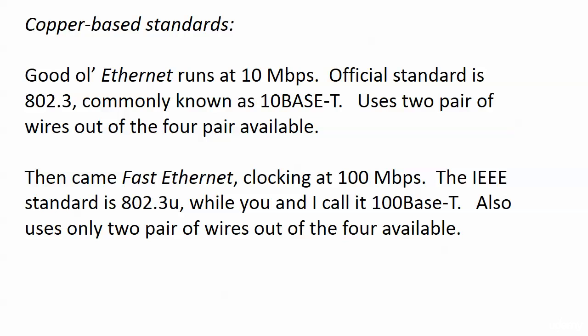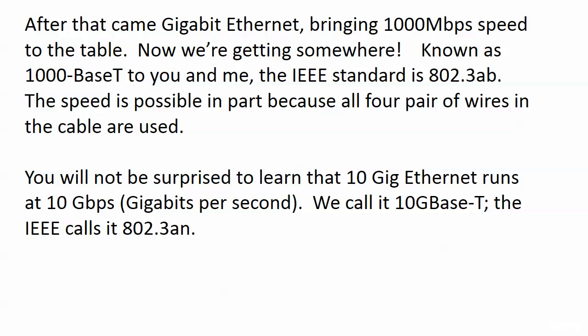So now you're thinking, wouldn't it be a good idea if we had a way to use all the wires in there? Well, we didn't have the technology to do that originally, but now we do, and that allows Gigabit Ethernet to exist, 1000 meg speed. Now we're getting somewhere. This is 1000BASE-T if you and I are just chatting across the table, but the IEEE official standard is 802.3ab. The speed is possible in part because all 4 pair of wires in the cable are used.